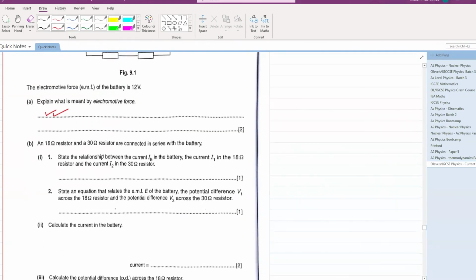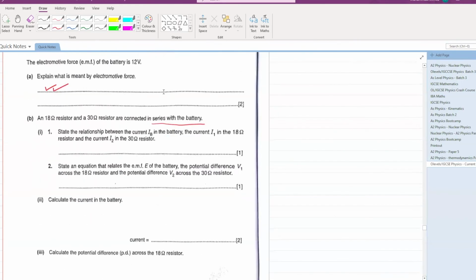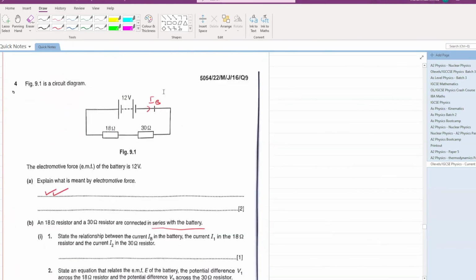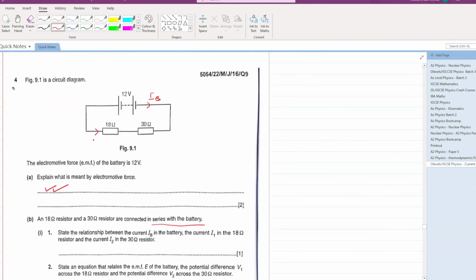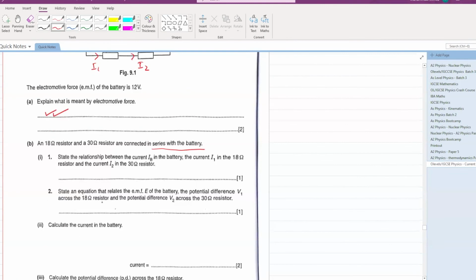An 18 ohm resistor and a 30 ohm resistor are connected in series with a battery. State the relationship between the current in the battery IB, the current in resistor I1 and the current in resistor I2. In a series circuit, you know the current throughout the circuit remains the same. So the current in the battery will be equal to the current in the 18 ohm resistor, which will be equal to the current in the 30 ohm resistor.